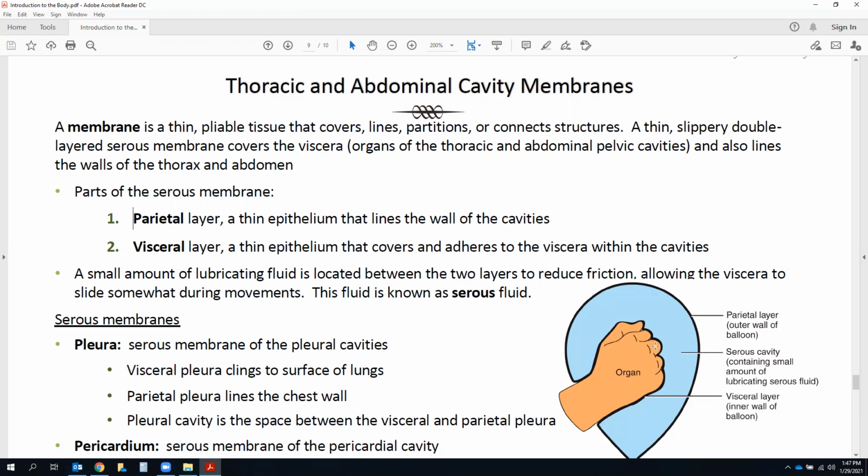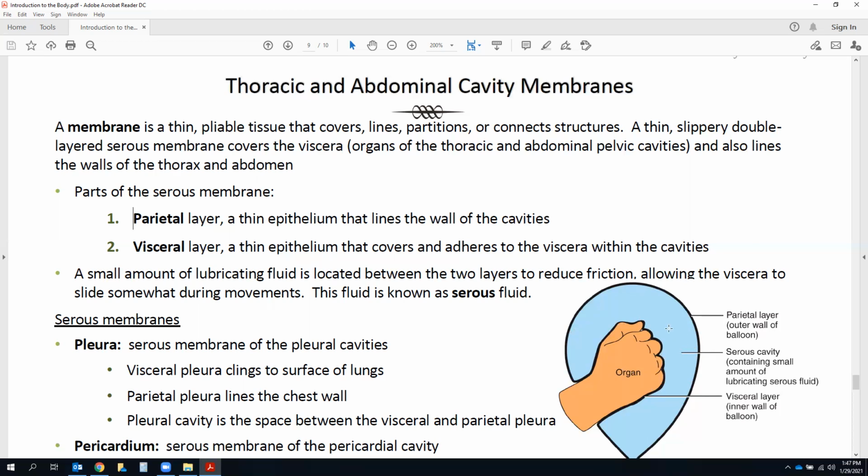Kind of an illustration here that's really pretty straightforward and handy to show those two layers would be what happens if you were to stick a fist inward on an inflated balloon. The fist would represent the organ, whether it's the heart, whether it's the lungs, whatever. The part of the balloon that is directly touching that organ, in this case the fist, would be the visceral layer, and then the other layer that's not touching the fist would be the parietal layer.